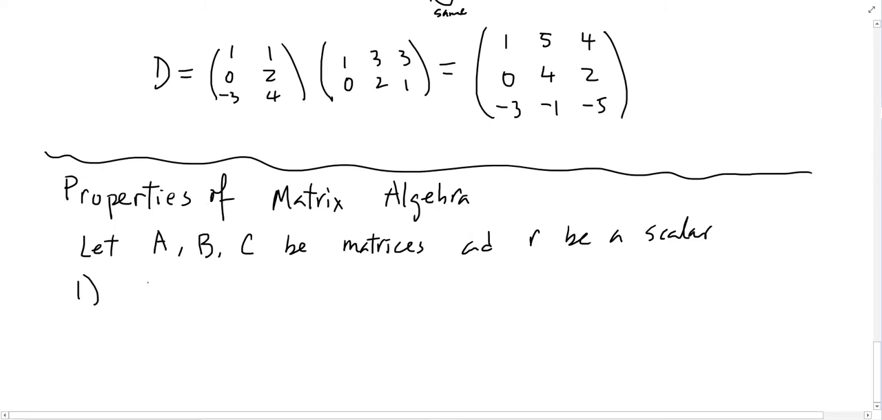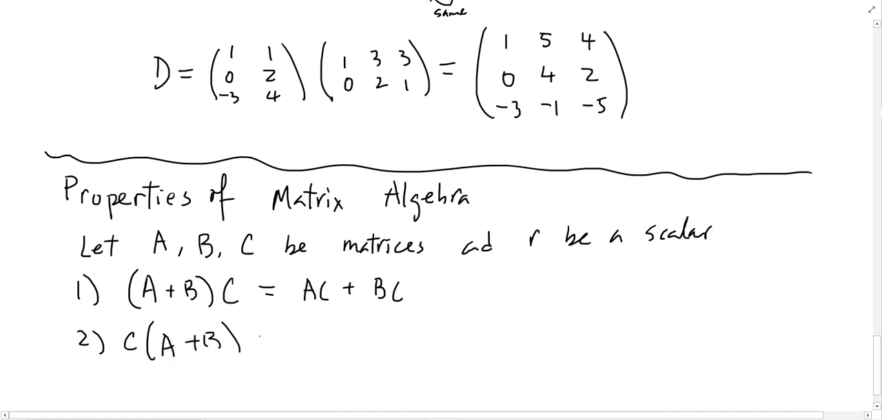So the first one is the distributive property, which states the following. If you have A plus B multiplied by matrix C, that becomes AC plus BC. Sometimes this is called the right-hand distributive property because you basically distribute the matrix C from the right into the sum. Now, why do I specify that? Because you could also have a left-hand side distributive property, which would be CA plus CB.